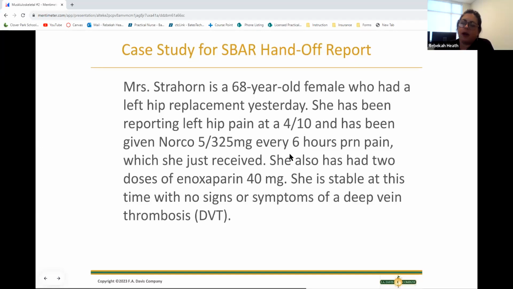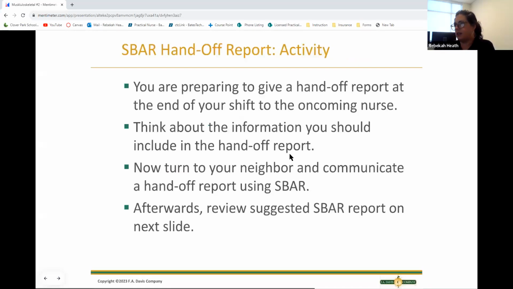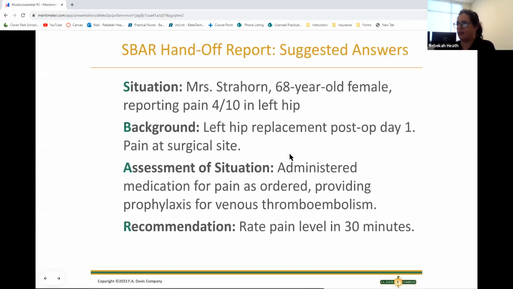Here's a case study, so go ahead and pause this while you read it. You're preparing to give handoff. Think about the information and then turn to your neighbor, or if you're at home, just reflect to yourself using SBAR. And here is the suggestion of what we would suggest could be an appropriate SBAR response.